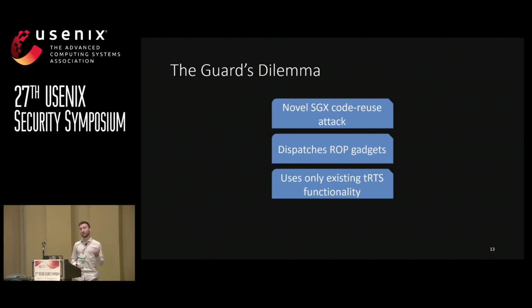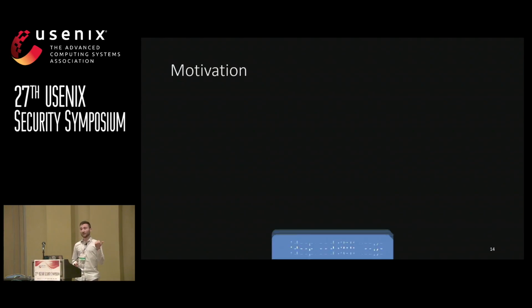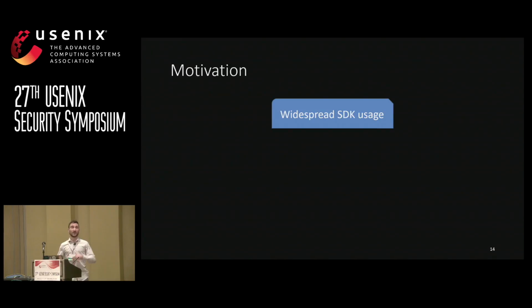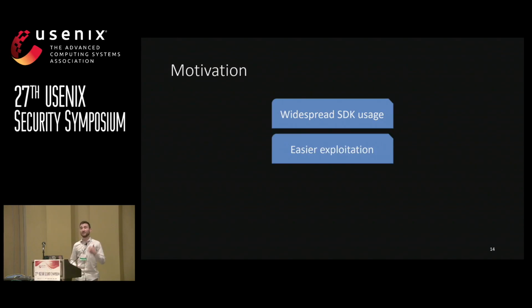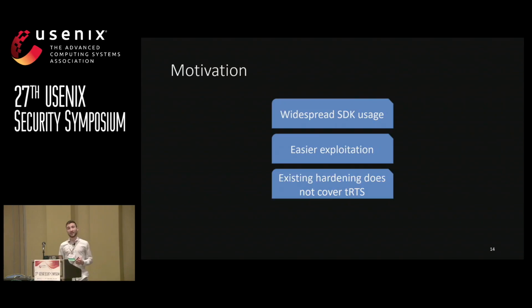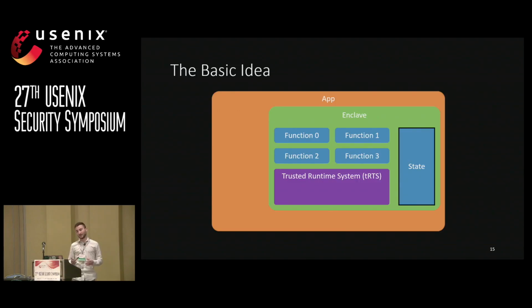Now, why would we want to do code reuse with existing TRTS functionality? The reason is, first of all, the SDK is widespread. So if we build an attack that is based on the SDK, it's going to apply to a lot of enclaves. Second, it makes exploitation easier, as we are going to see. Instead of chaining small gadgets, we can actually chain whole functions, and it makes writing exploits really easier for the attacker. But the most important thing, I think, is that existing hardening does not cover the TRTS. For example, SGX-Shield does not consider the TRTS, and this means that we can bypass it thanks to our attack.